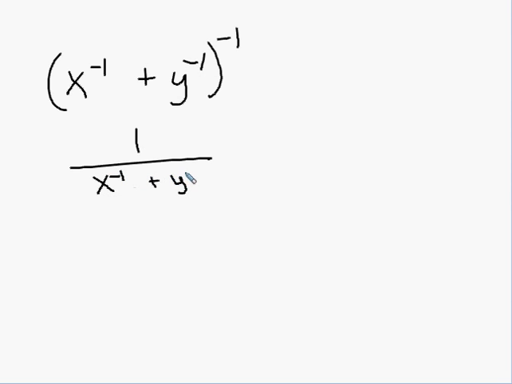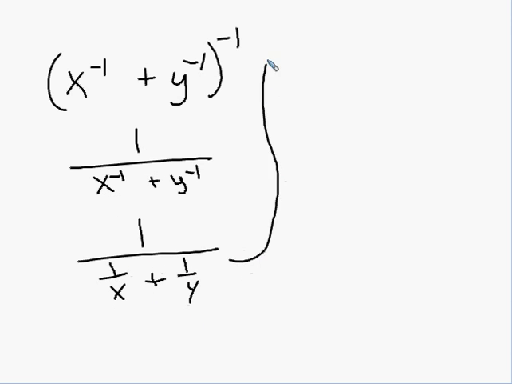X to the negative 1 plus y to the negative 1, all to the negative 1. Alright, so lots of flipping around. I would deal with this one first, so I'm going to move the whole group down. So x to the negative 1 plus y to the negative 1. And now, well, I move that down. So 1 over x plus that down, 1 over y. And I would get a common denominator right here and go ahead and deal with that.